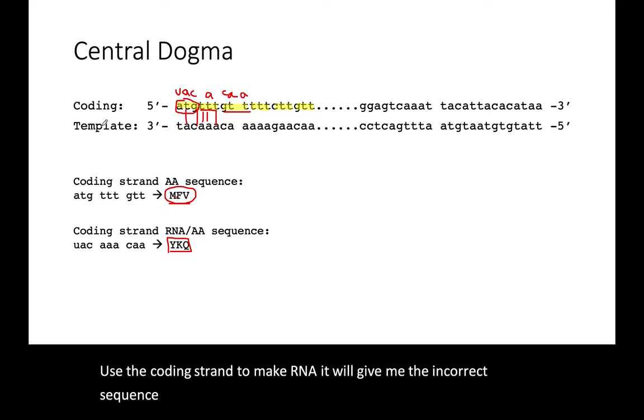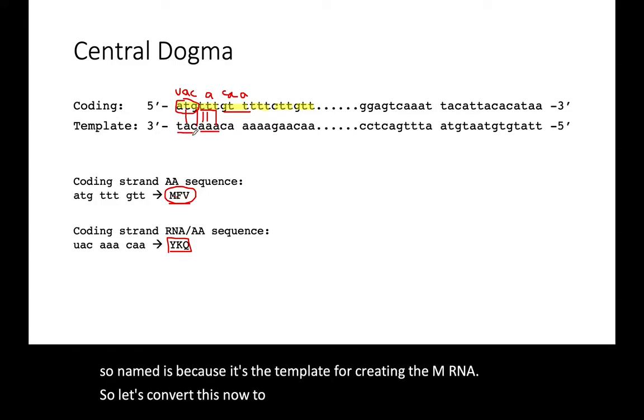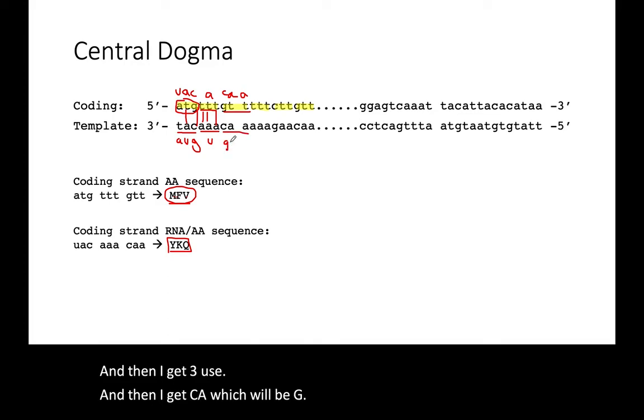Therefore, I must use the template strand, and that is why it is so named, because it's the template for creating the mRNA. So let's convert this now to mRNA. So I got TAC, so that will be AUG, and then I get 3 U's, and then I get CAA, which will be GUU.